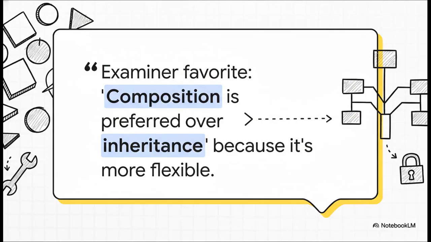And here is a golden nugget of wisdom, a real examiner favorite. In professional software design, you should almost always favor composition over inheritance. And why is that? Well, because building objects out of smaller independent parts, that's composition, is way more flexible than locking them into a rigid family tree like you do with inheritance.